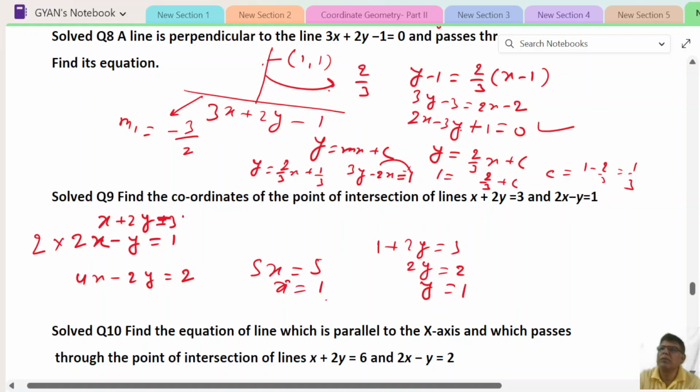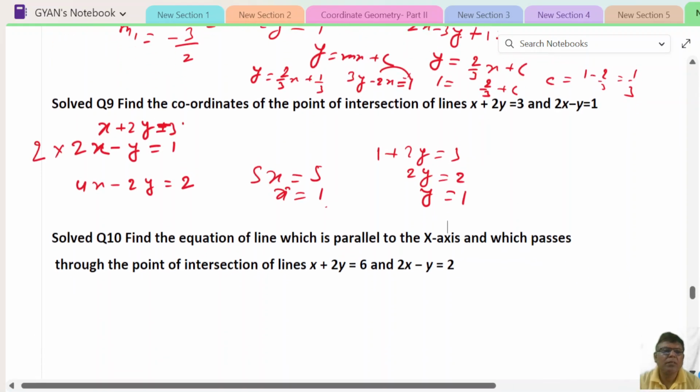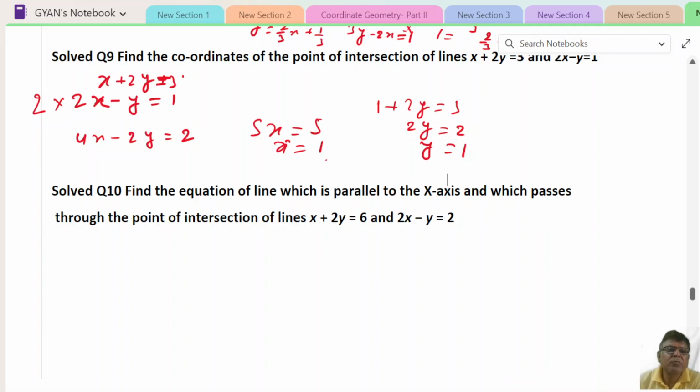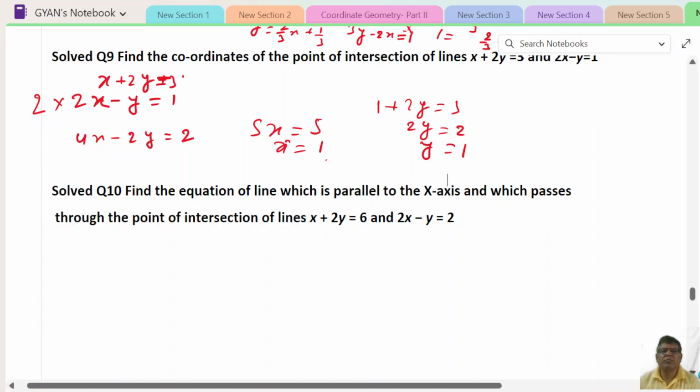Now come to question number 10. Find the equation of the line which is parallel to the x-axis and which passes through the point of intersection of these lines. Parallel to the x-axis means y is equal to k. So what is the point of intersection? The y coordinate will simply be put in place of k. Let us see.